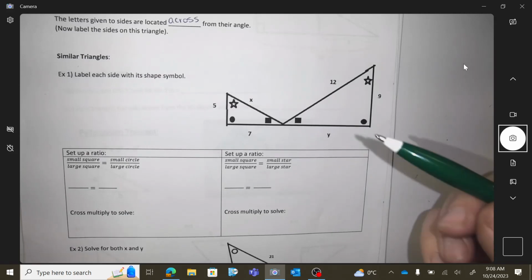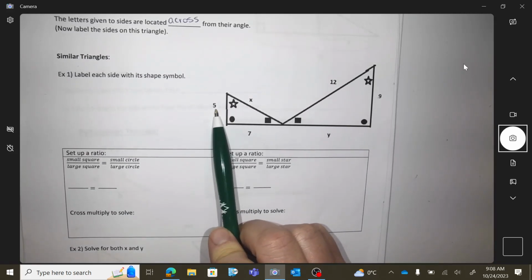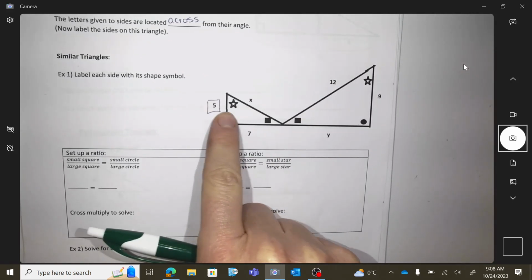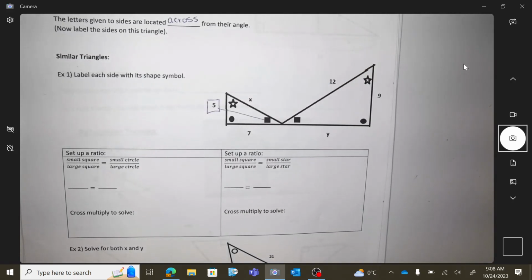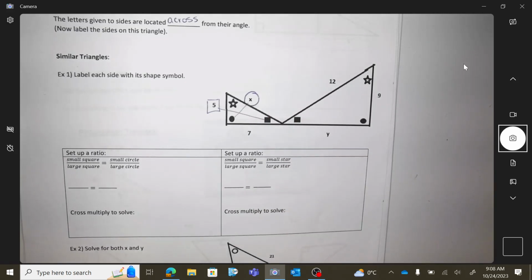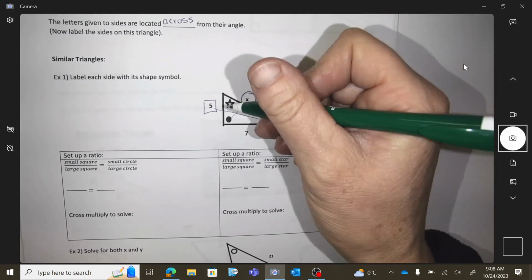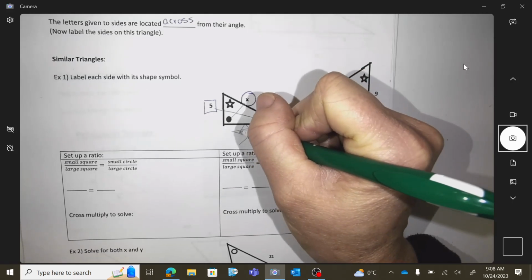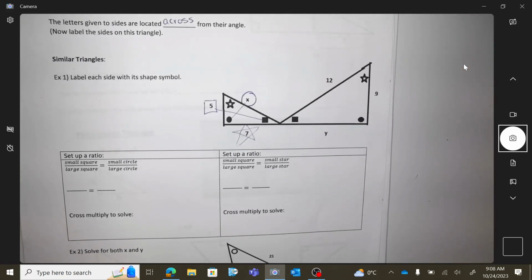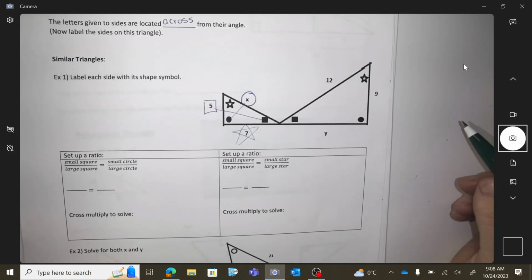So what I'm going to do is this. I'm going to put a square around the 5 because it's across from the square angle. I'm going to put a circle around the X because it's across from the circle angle. And I'm going to put a star around the 7. Can you do the same on the other triangle? Which side would be the one that connects to the square, the circle, and the star?